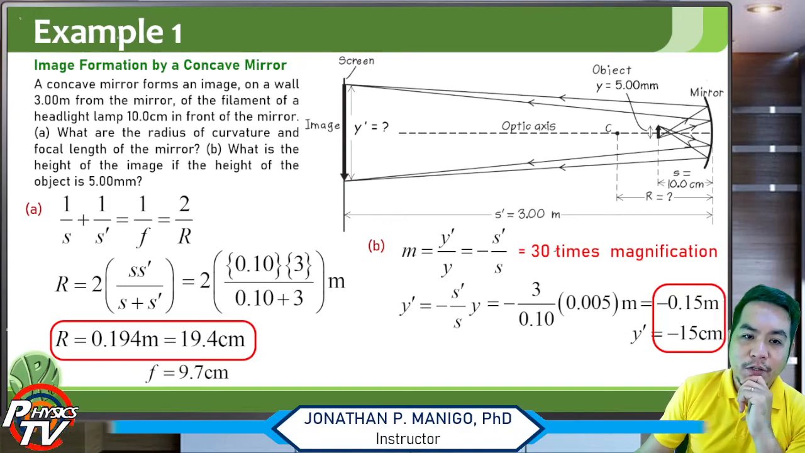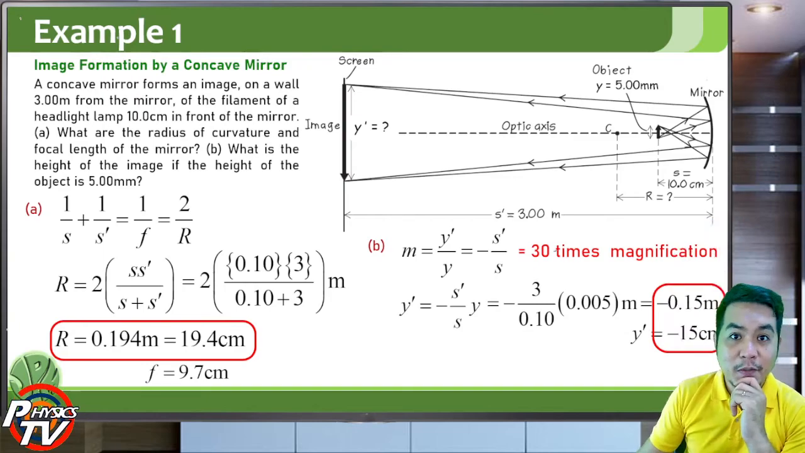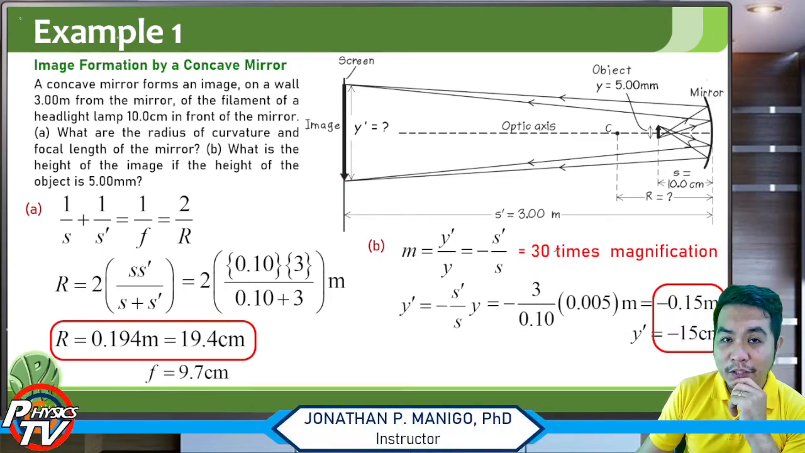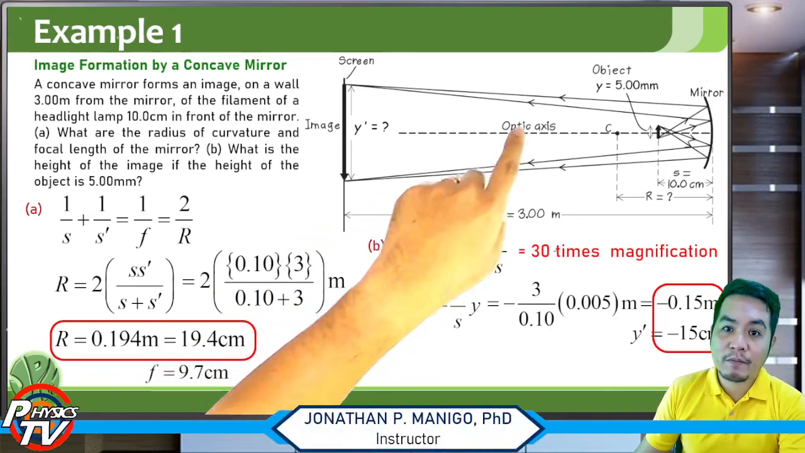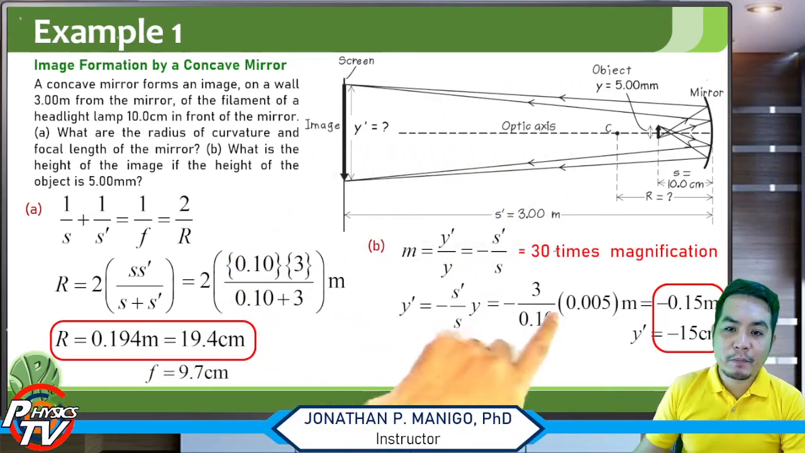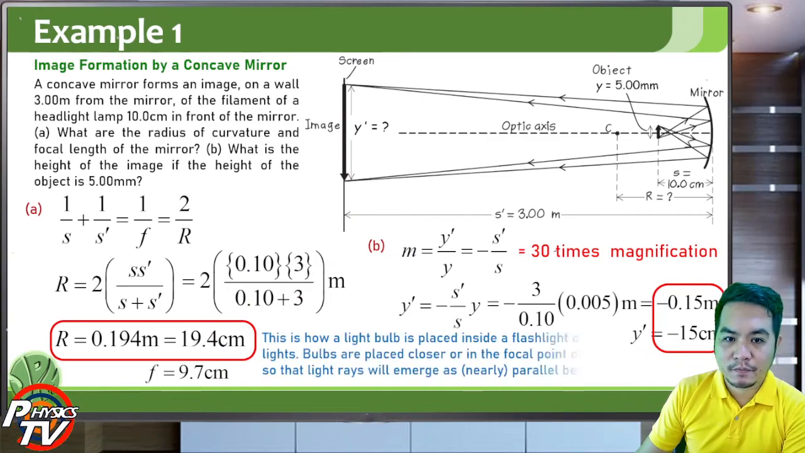If you take the ratio of negative 15 centimeters and the height of the object, 5 millimeters, that's actually negative 30. The magnification is negative 30. The negative sign means it's inverted, and the 30 means it's magnified 30 times. So 5 millimeters, magnified 30 times, becomes 15 centimeters.